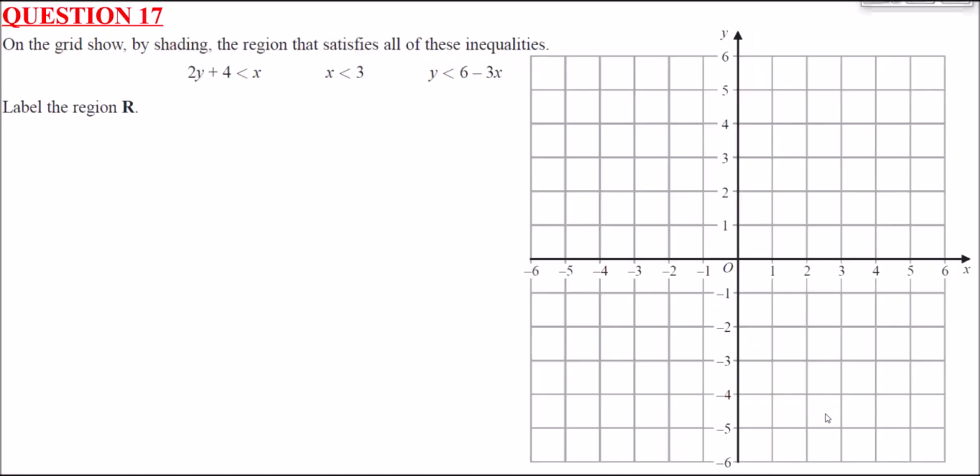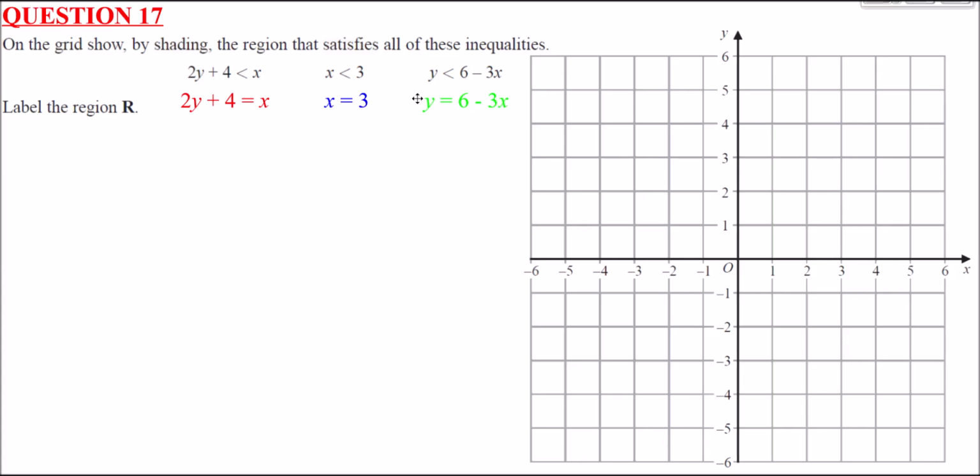For question 17, we need to represent inequalities on a coordinate grid. And the way we do this is by considering these not as inequalities but as actual equations. So we'll come back to the inequality bit in a moment, but for now we're going to consider these inequality symbols as equal signs. So think of these ones in this way. Think of this as 2y plus 4 equals x. Think of it as x equals 3 for now. Think of this one as y equals 6 minus 3x.